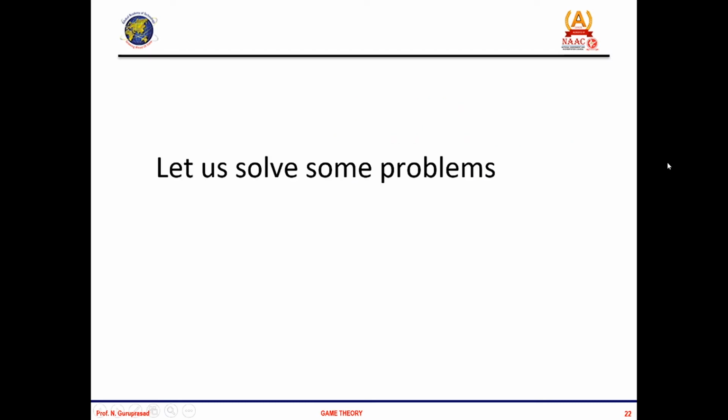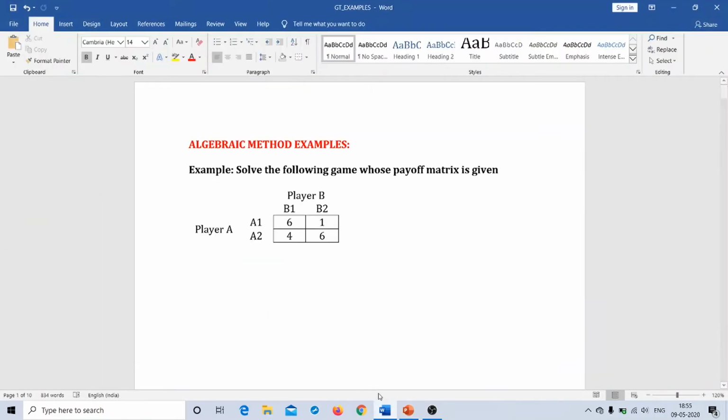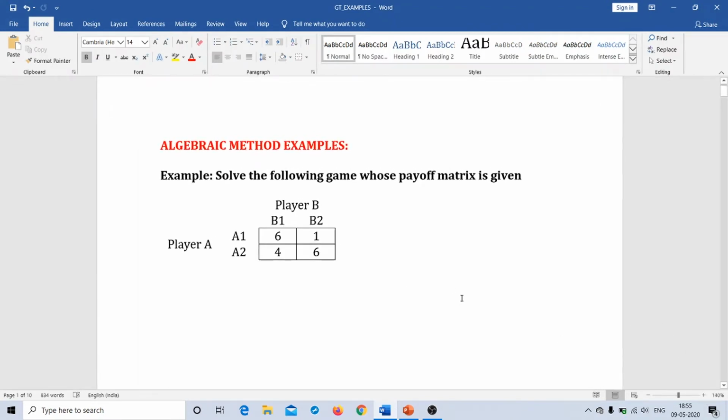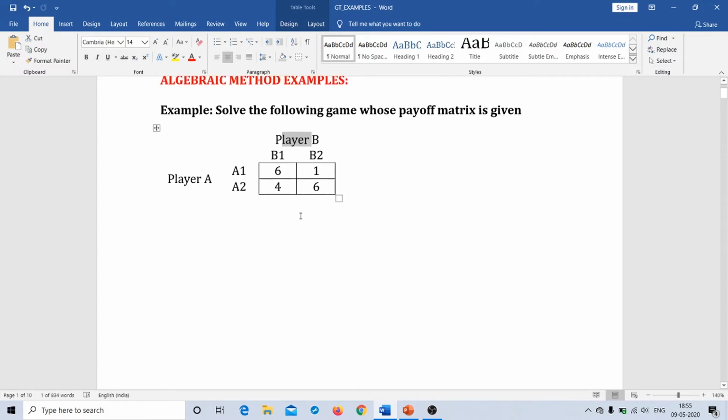Now let us spend some time trying to understand how to solve these problems using the algebraic method. I have this particular problem in front of me: solve the following game whose payoff matrix is given. Since I am discussing the algebraic method, we will follow this method to solve the problem. I have 2 players A and B, with strategies A1, A2 for player A and B1, B2 for player B.